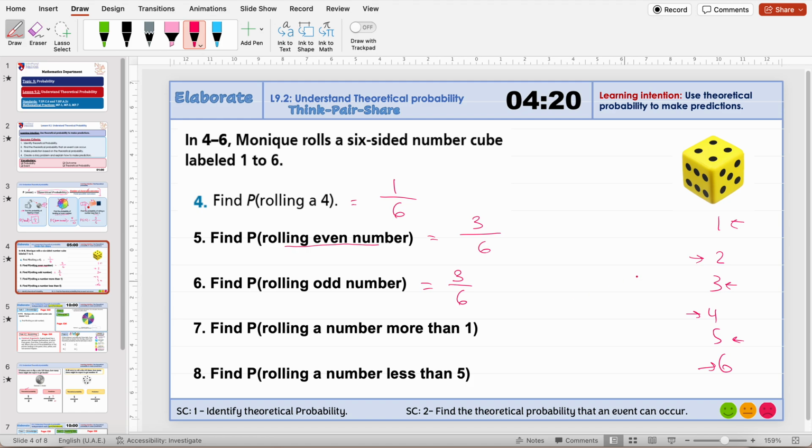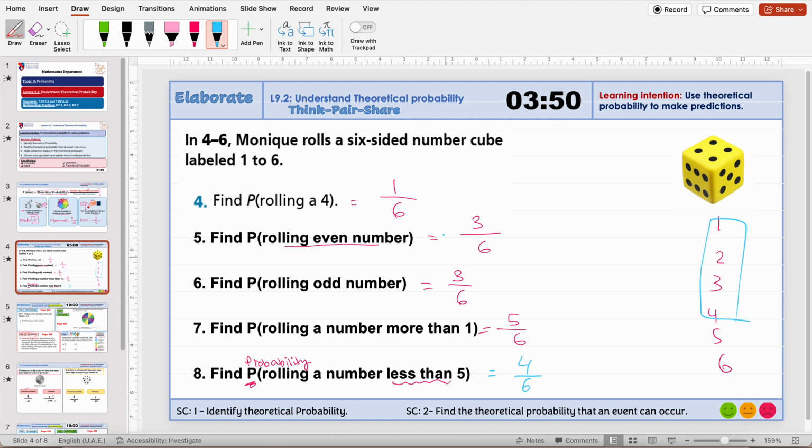Rolling a number more than 1. So all of these are more than 1. So 5 numbers are more than 1. So 5 out of 6. Probability, this is P, probability of rolling a number less than 5. Now, which ones are less than 5? Basically, number 4, 3, 2, 1. So how many? 4 numbers.